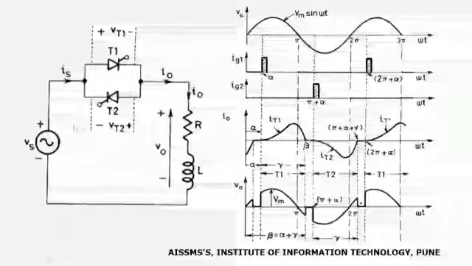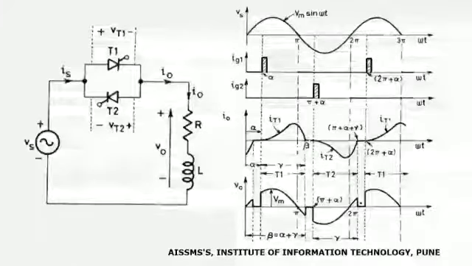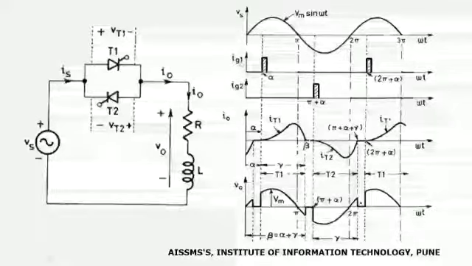So let us see how this circuit is operating. Here I have shown the input voltage waveform, triggering pulses applied to thyristor T1 and thyristor T2, the load current flowing through the load when voltage regulator will get turned on, and the output voltage appearing across the load.